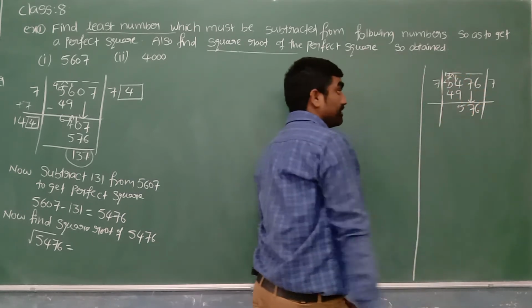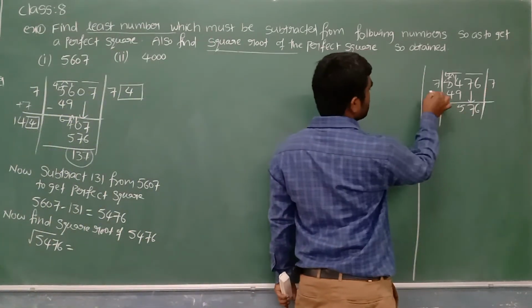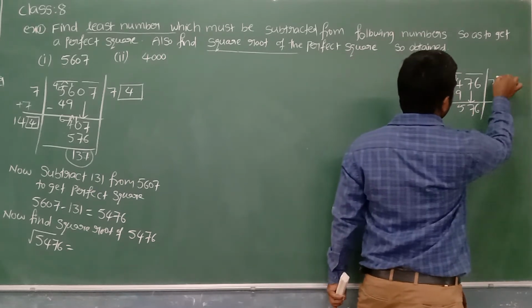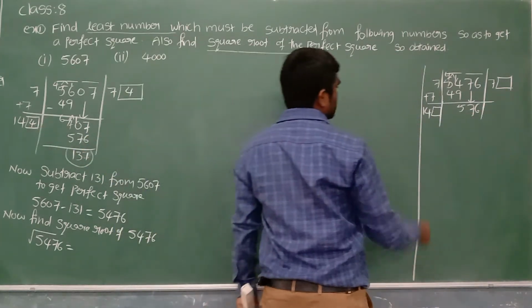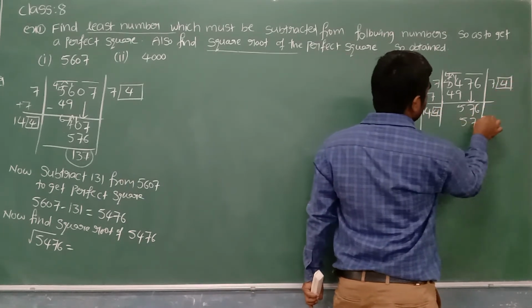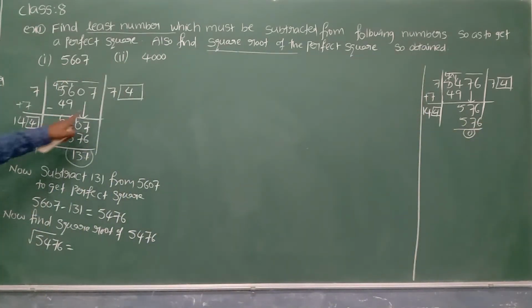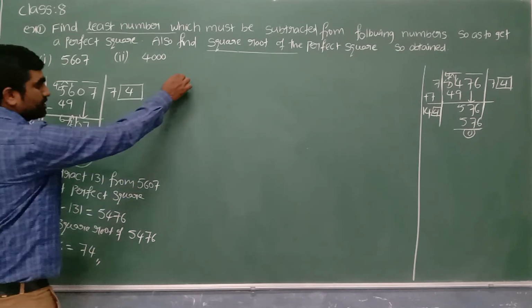576 is the new dividend. Now tell me what is the new divisor? Plus 7, we can write 7 plus 7, 14. We'll keep one box here. Now 576. 144 4s are 576. Let me keep here 4, even here also 4. 144 4s, how much? 576. What is the remainder? 0. Remainder is 0. Now what did I get? 74. Yes, 74 is the square root of 5476. That's all. Hope it is easy for you people.